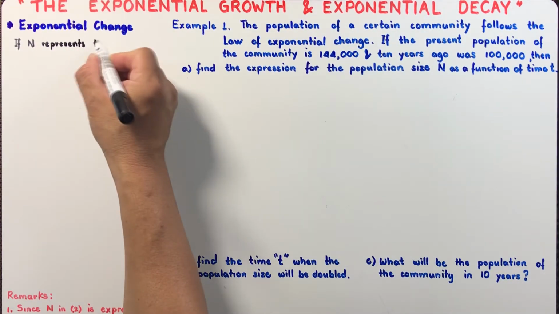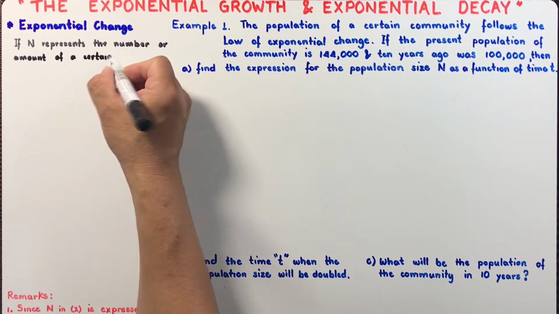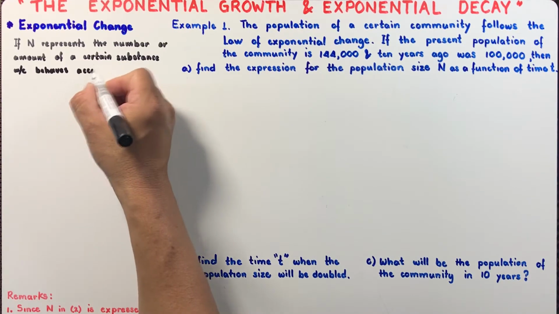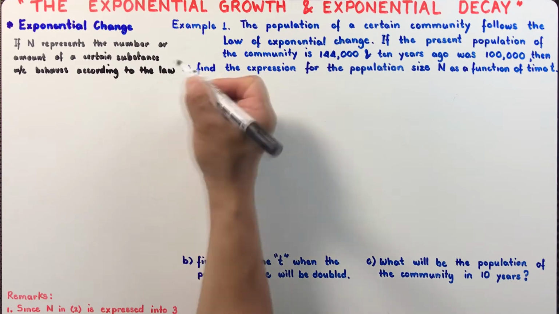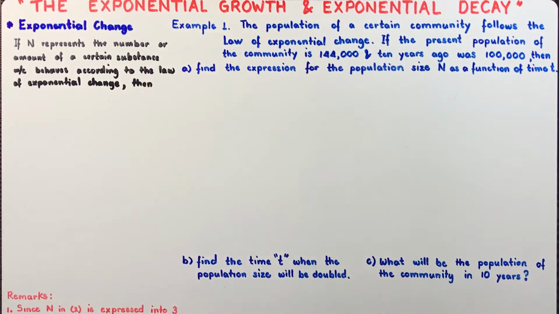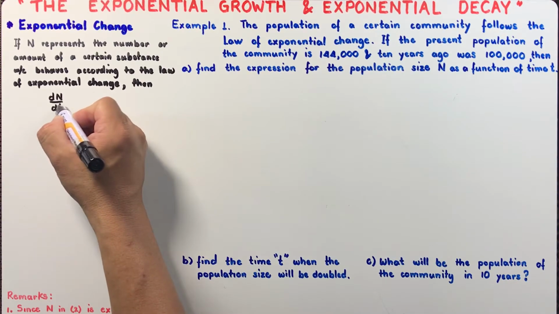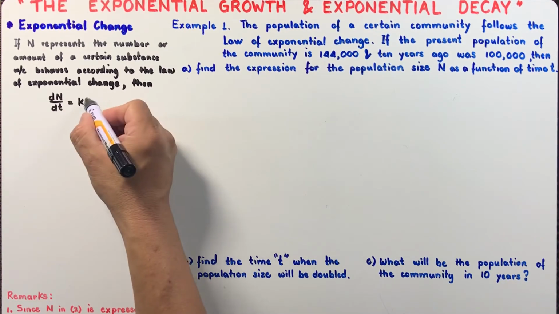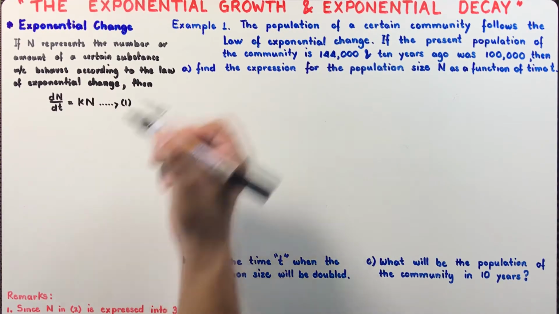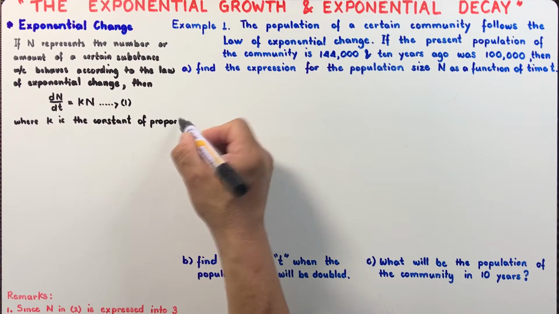So, if N represents the number or amount of a certain substance which behaves according to the law of exponential change at any time t, then this can be written as: the rate of change in N with respect to time is proportional to its amount N, and we refer to this as our equation 1. Now take note that k here is a constant of proportionality.